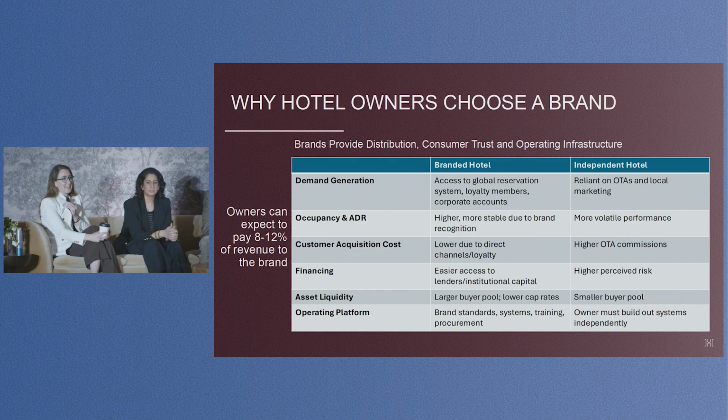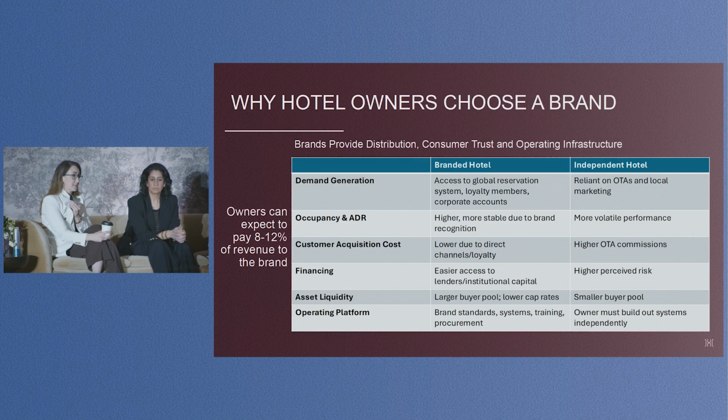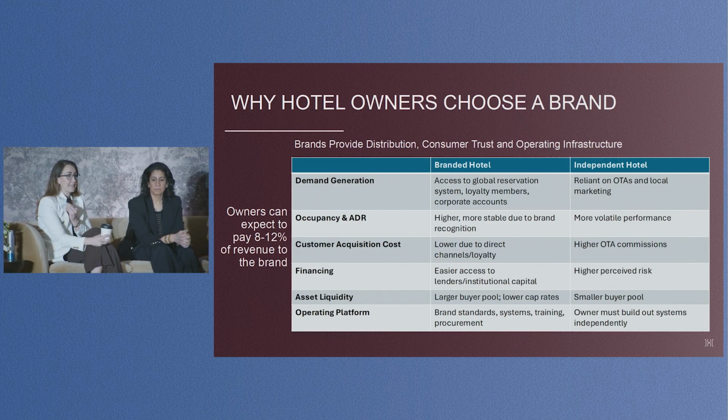And then the infrastructure. So on the demand side, obviously the brands have a massive distribution system, loyalty system, global sales organizations out there selling their brands worldwide. And so we generally accept that they tend to bring stronger occupancy, higher rates, and are therefore a bit safer. And so lenders and investors love that. So that goes back to the credibility.